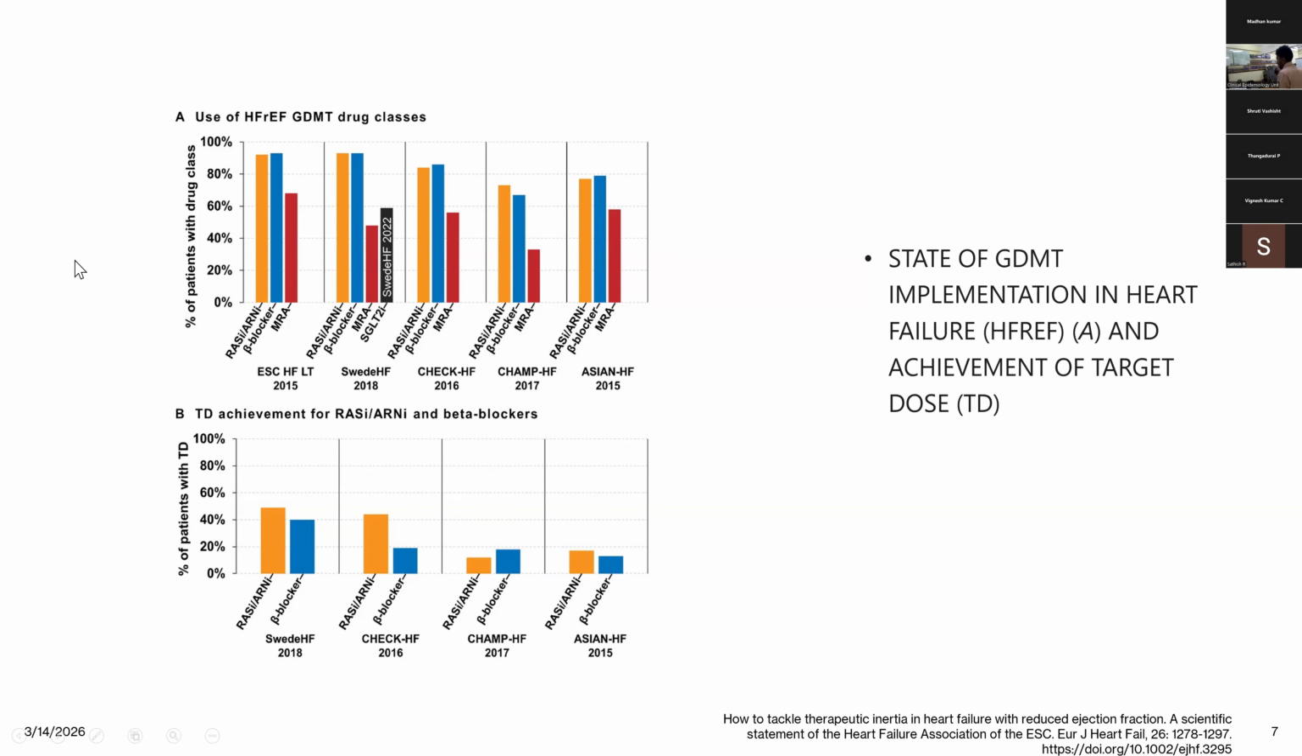And when it comes to reaching target dose, the numbers are even lower. In the Sweden trial, only about 40% of the participants had been on the target dose of beta blocker, and only about 50% of the participants have been on the target dose of an ACE inhibitor. In Asian trials, the numbers are even lower.